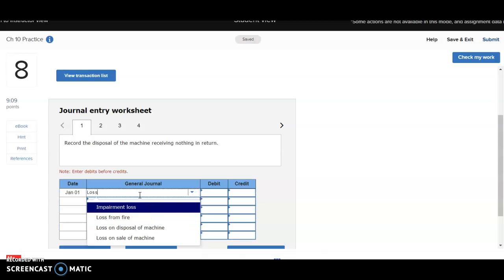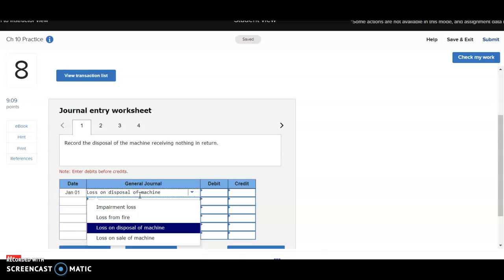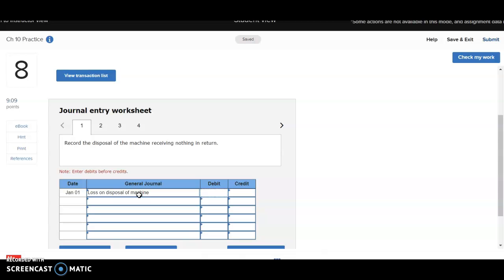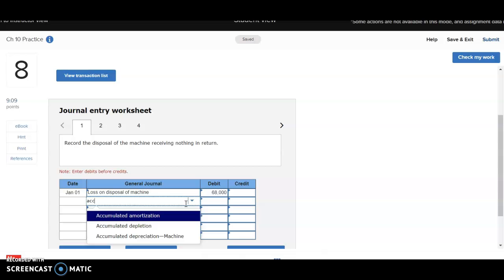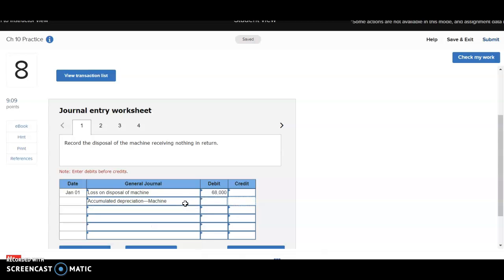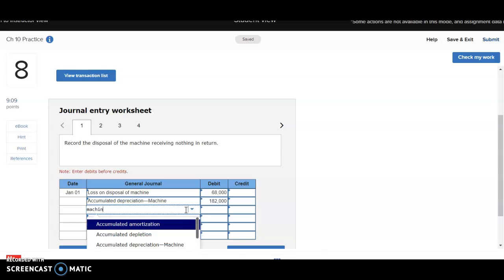So we're going to see loss on the disposal of a machine. A loss is going to be debited, a gain is going to be credited. Here, because we didn't receive any money, we have a $68,000 loss because that book value was $68,000 and we're getting nothing in return for it. Then we're going to remove the accumulated depreciation for the machine from our books. The accumulated depreciation was $182,000. It has a credit balance, so to close it, we're going to debit $182,000. And then we're going to credit the machine.